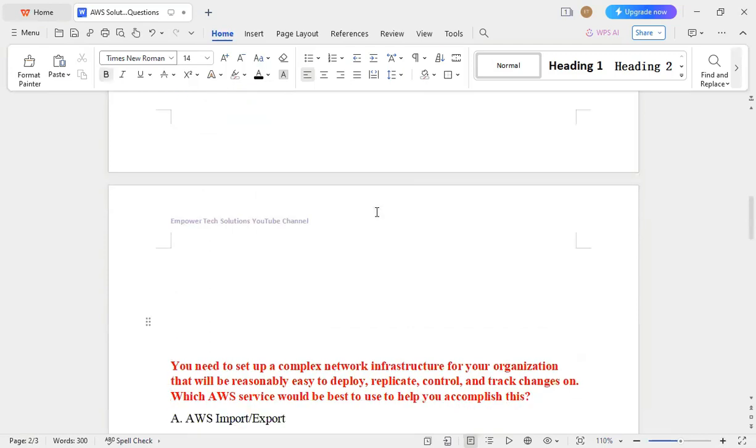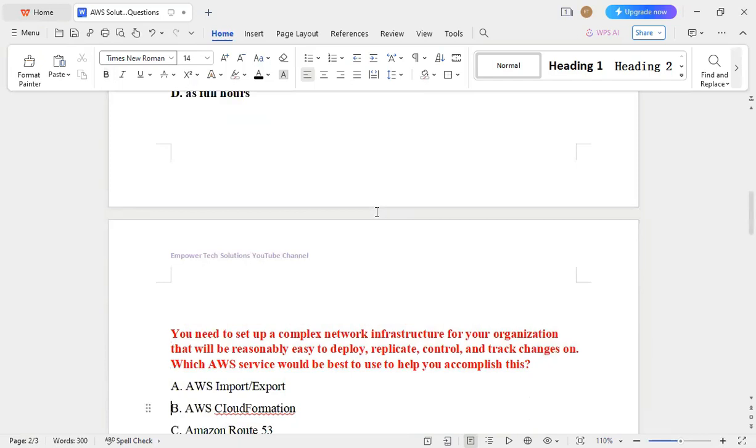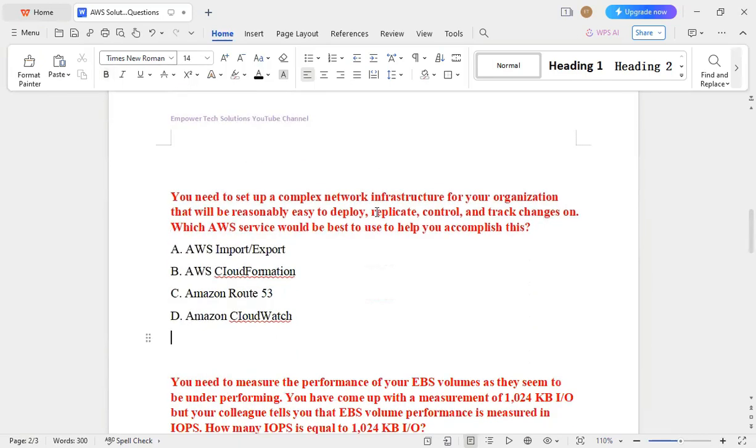Next, move to the third question. You need to set up a complex network infrastructure for your organization that will be responsible, easy to deploy, replicate, control, and track changes on. Which AWS service would be best to use to help accomplish this? So the answers will be AWS Import Export, AWS Cloud Formation, Amazon Route 53, or Amazon Cloud Watch.